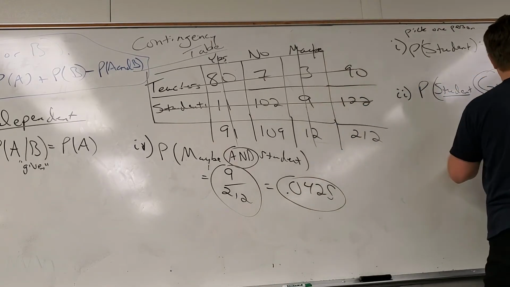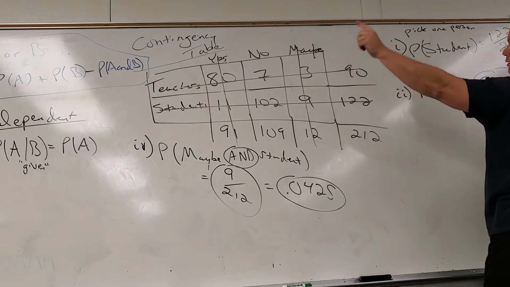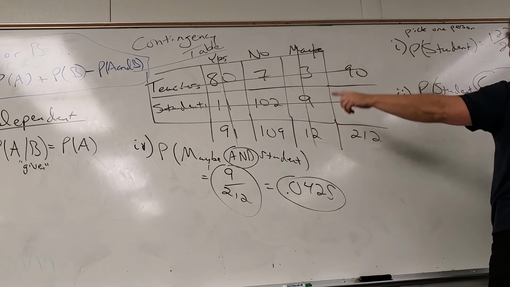Help me out. Why did I just erase that? What was this? This was 91 students, 11. Okay.